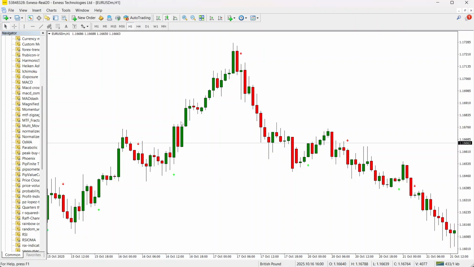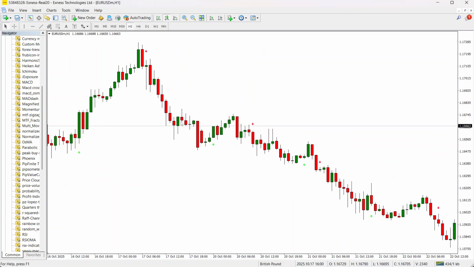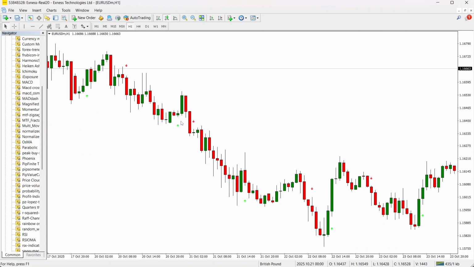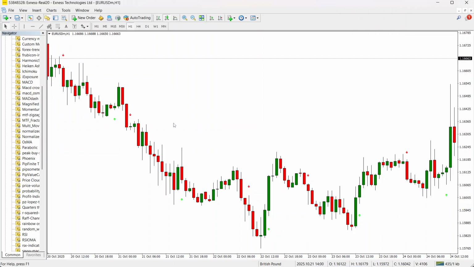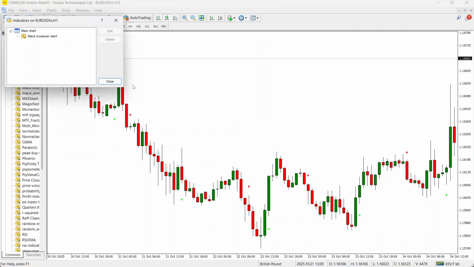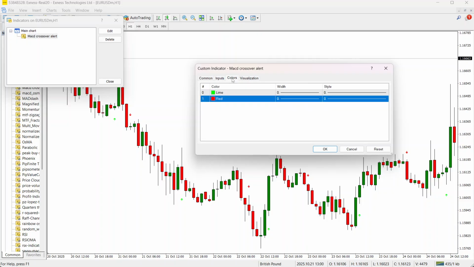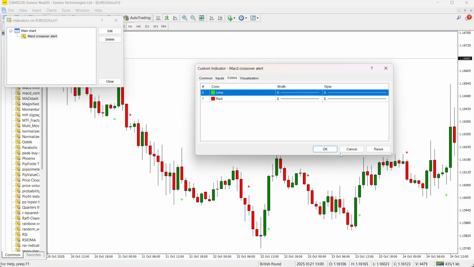Alerts can be delivered as pop-ups within MT4, sound notifications to draw immediate attention, email alerts for remote monitoring, or push notifications to mobile devices, ensuring traders stay informed without constant chart monitoring, even in the 24-hour markets. Now you can adjust the fast EMA signal and slow EMA signal, and also adjust the signal period. If you are not satisfied with the color of the arrows, you can come over here and change them, or leave mine as it is.